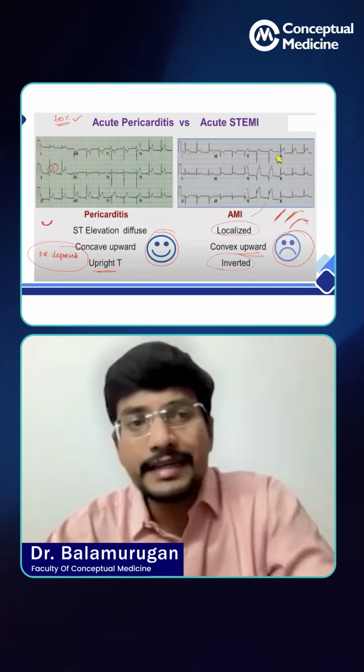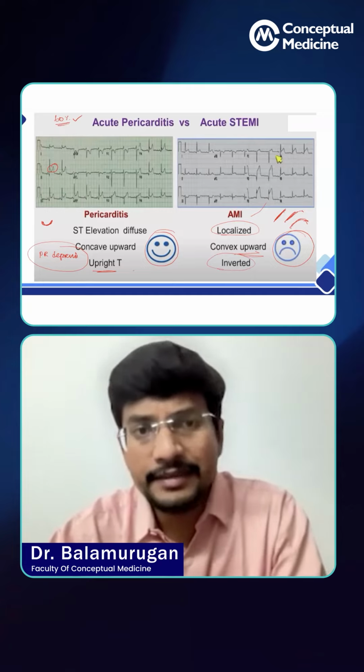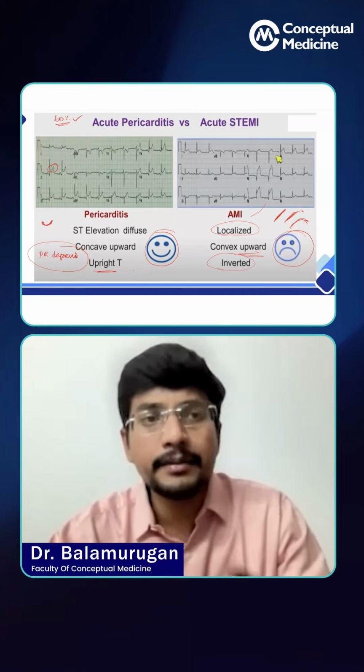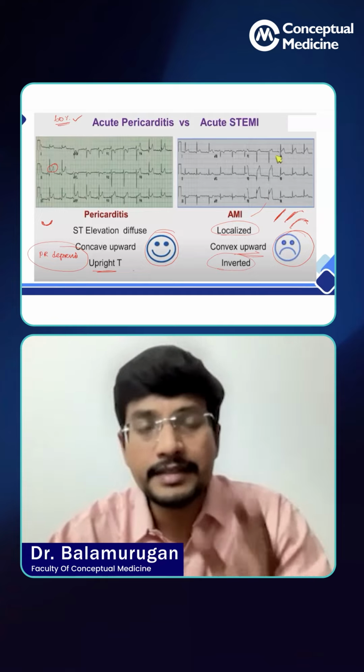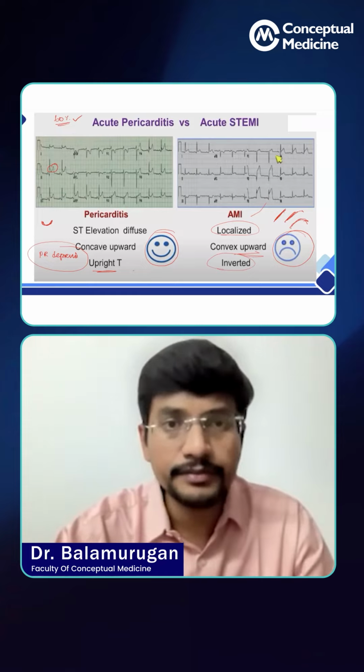Clear, no? The ECG features distinguishing acute pericarditis and acute ST elevation MI, they both are different, very easy to recognize, and you will have to recognize as a physician because the management is completely different. Okay.